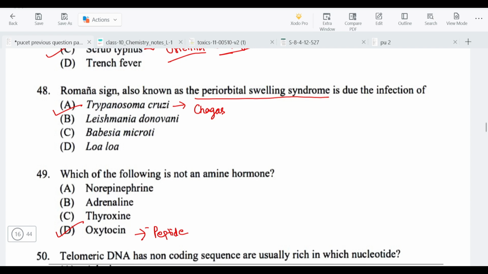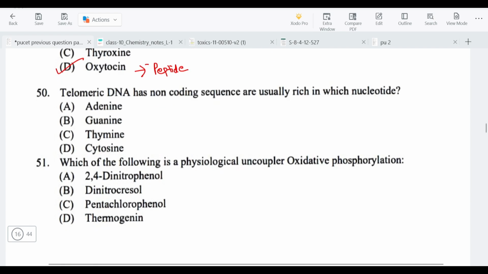Next question, telomeric DNA has no known coding sequence and is usually rich in which nucleotide? The answer is guanine.